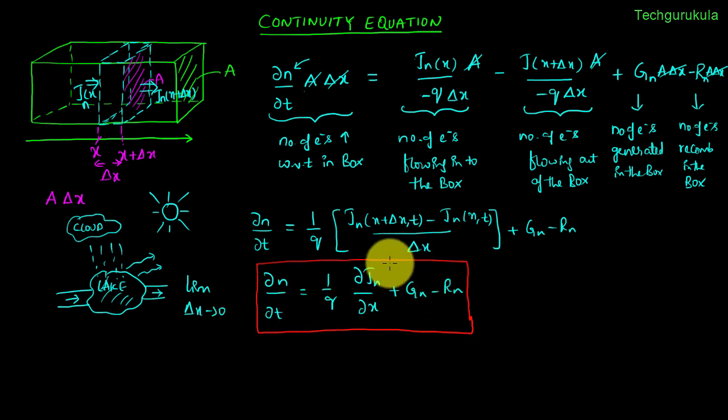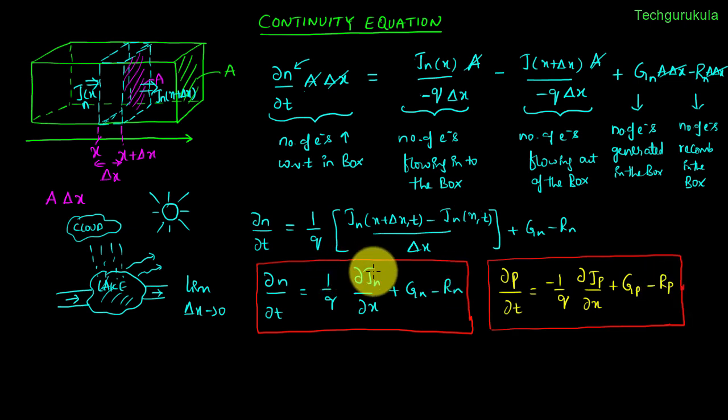Similarly, we can write the continuity equation for holes as well, where del p over del t is equal to minus 1 over q, because in this equation we took electron charge as minus q. If you take plus q and substitute p wherever we have n, we would get the hole continuity equation. So that's why we have here minus 1 over q times del Jp by del x plus Gp minus Rp. And these are the continuity equations for electrons and holes.